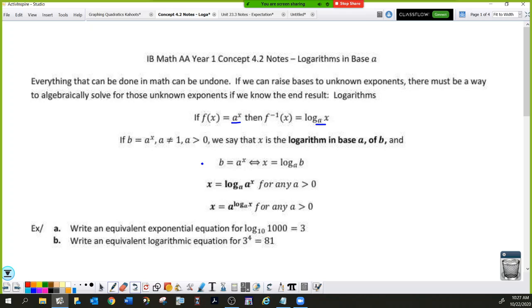So why are these things so difficult for students to understand? I'll tell you why. Because log doesn't look like a symbol, does it? But it is. It's a symbol. It's like a plus sign or a square root bar. It's a symbol.